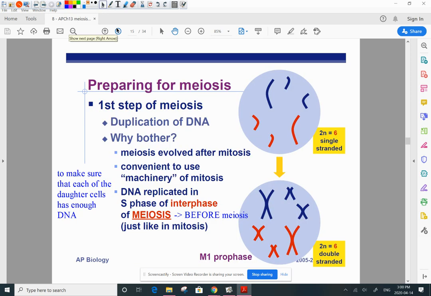So before meiosis even occurs, we have to make sure that each of the daughter cells gets enough DNA. So we have to go through an interphase. We know that S phase of interphase is the stage in which we make an extra copy of the DNA. We're replicating, or duplicating, or copying the DNA. That way, when we undergo meiosis, all of the cells that are produced will have enough genetic information, have enough DNA.